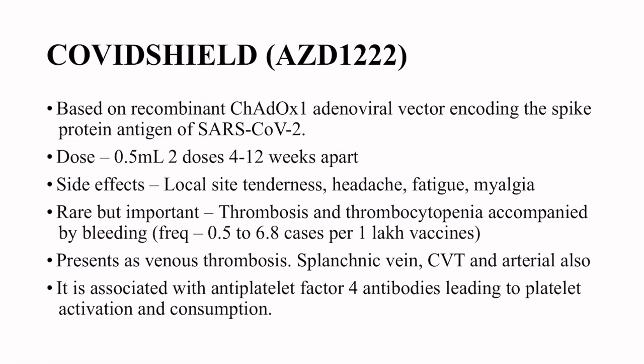Moving ahead with Covishield, it is based on the recombinant ChAdOx1 adenoviral vector encoding the spike protein against SARS-CoV-2. The dose is the same, 0.5 ml, 2 doses, 4 to 12 weeks apart. Here, the important thing is the side effect. It is rare but important: thrombosis and thrombocytopenia accompanied by bleeding. Its frequency is 0.5 to 6.8 cases per lakh vaccinations.